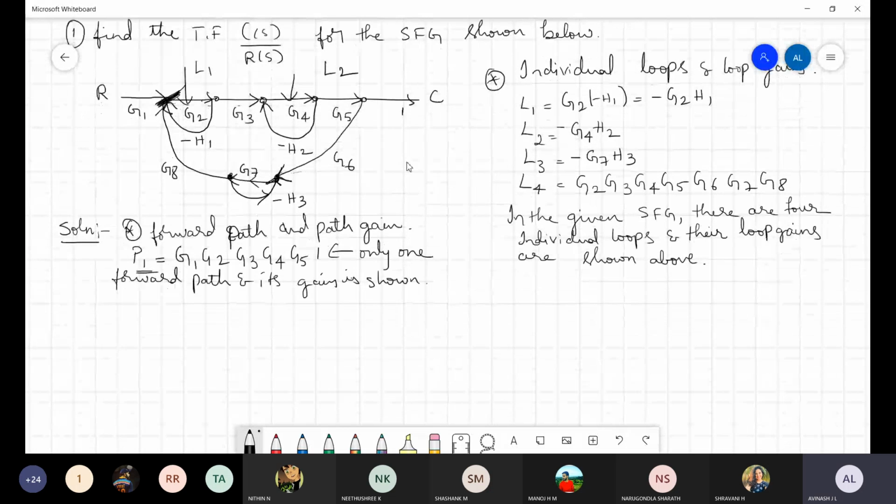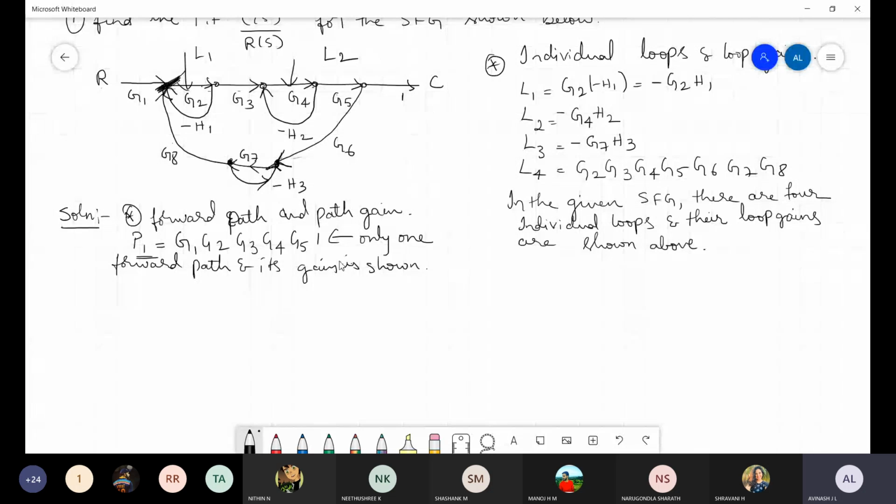So now after that we have to go for another thing. The next step is non-touching loops. Here the non-touching loops concept we need to understand. When you are considering non-touching loop pairs, we should consider taking two at a time. Two at a time.